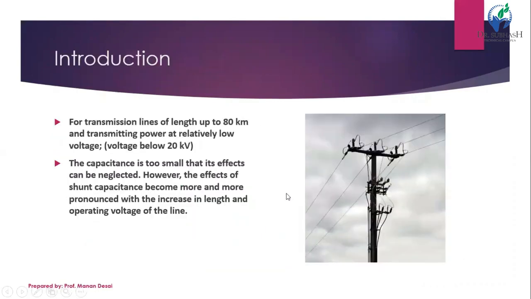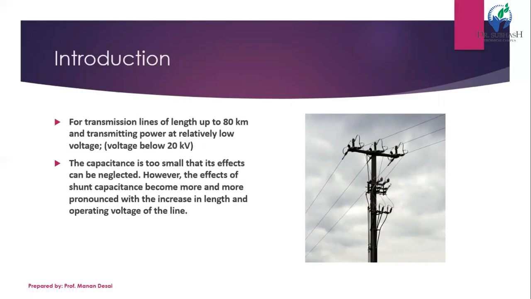Now, what is a medium transmission line? We have earlier discussed the different types of transmission lines. A medium transmission line has a length of about 80 kilometers and transmits power at a relatively low voltage, below 20 kV. The capacitance is so small that its effect can be neglected. However, the effects of shunt capacitance become more and more pronounced with the increase in length and operating voltage, so we have to consider the effect of capacitance.